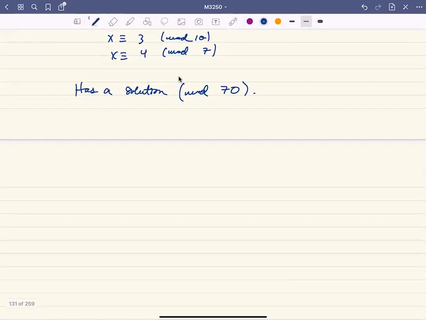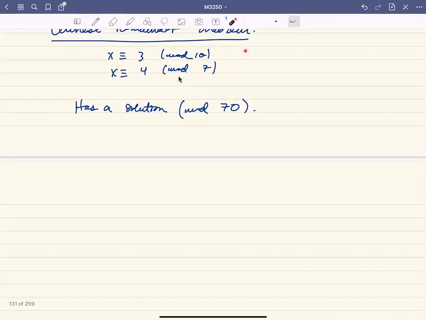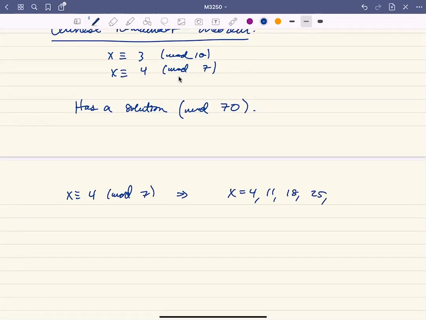So this has a solution mod 70. What I'm going to do is think about what the numbers are that are congruent to 3 mod 10 or 4 mod 7. I'm going to start with 4 mod 7, and I'll explain why in a second. If x is congruent to 4 mod 7, that means x could be 4, 11, 18, 25, 32, 39. Just keep adding 7. These are all multiples of 7 plus 4. Of course, we could also have -3, -10, and so on.